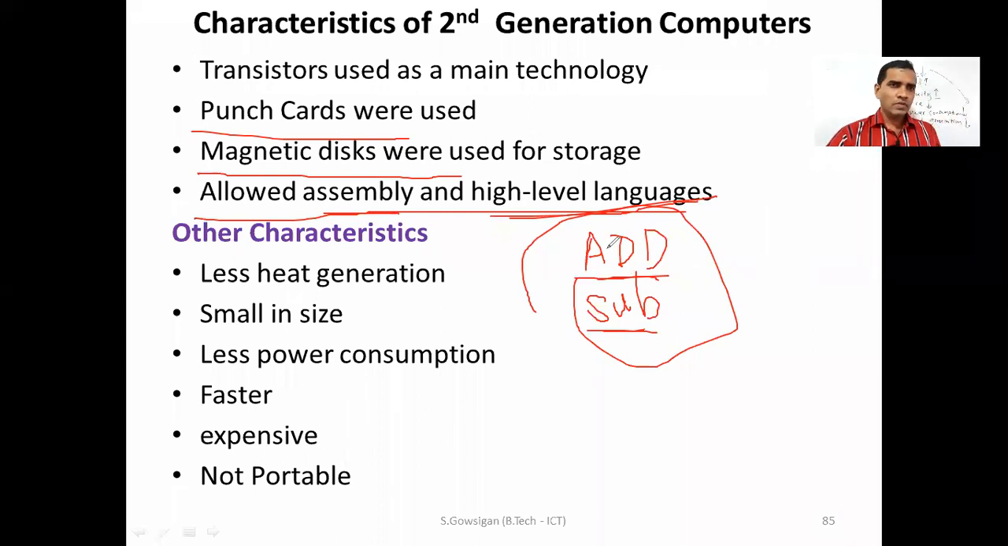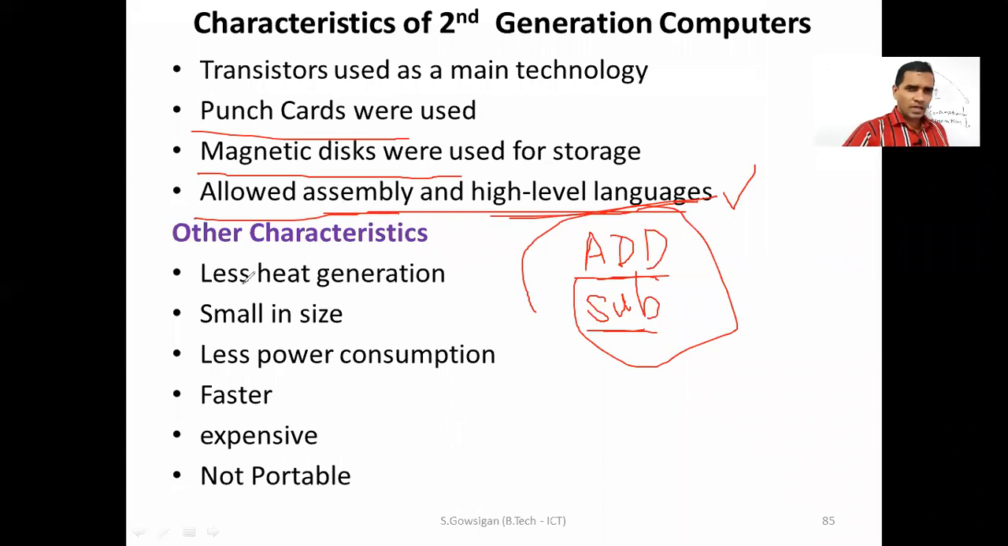But in high level languages, they use pure English words like print, even begin or end, then. So they use simple English words for writing. Even nowadays we use high level programming languages. In grade 11 we will learn them. So high level programming languages and assembly languages were introduced in the second generation.